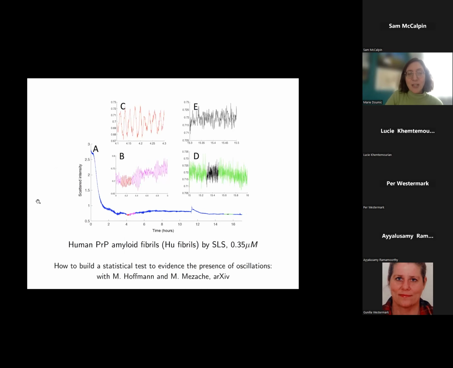Okay, so let's look at this experiment that I have showed you at the very beginning. The first question when we presented this was, of course, to say, well, are you certain that there are oscillations? Are you certain it is not noise? You see here A, B, and C, it is at the beginning. And at the end, of course, it's only noise, okay? D and E, it's only noise. So we first built a test to say yes or no, there are or there are not oscillations, okay? And we see that, of course, at the beginning, there are clearly oscillations.